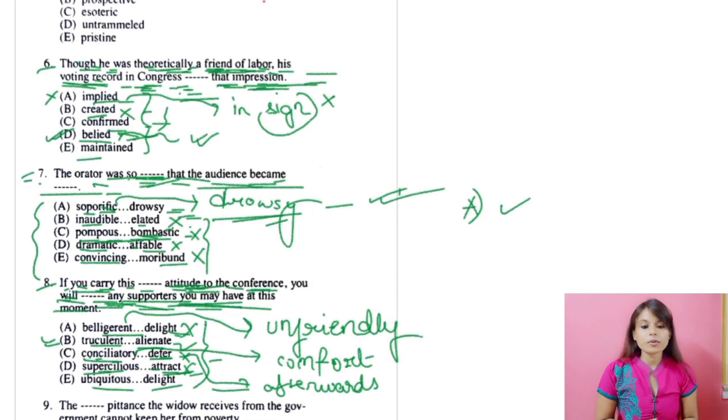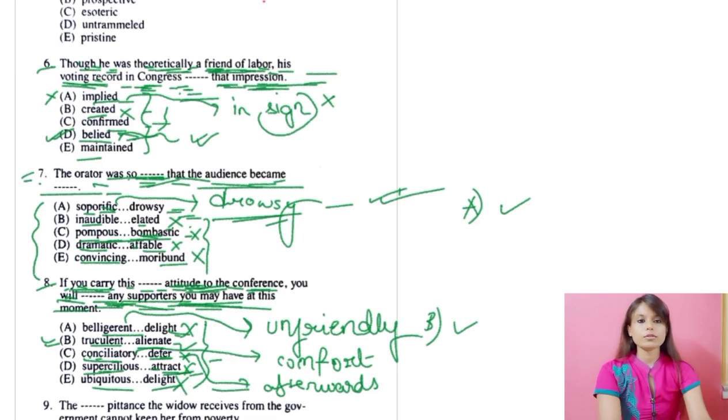Now ubiquitous means very common. So if I put ubiquitous, if you carry this ubiquitous attitude, common attitude to the conference, then you will delight any supporters. No. Suppose you are carrying a very normal attitude. Why will the supporters get suddenly excited? Delight means become happy or excited. Why will the supporters suddenly get excited for no reason? So this will also not go. The best option that would go is number B.